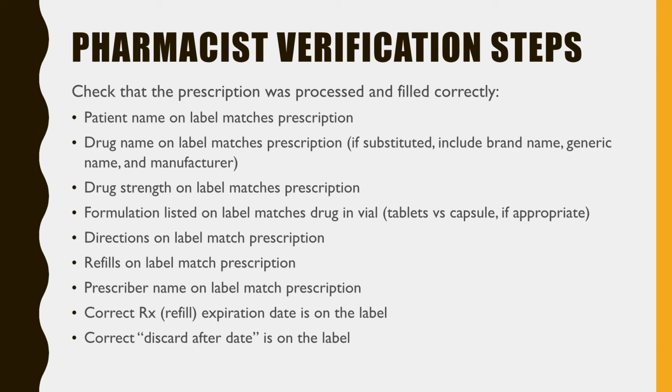This includes patient name on label matching the prescription, drug name on the label matching the prescription, and if substituted, be sure to include the brand name, generic name, and manufacturer. The drug strength on the label should match the prescription. Formulation listed on the label should match the drug in the vial, for example, tablets versus capsule if appropriate. The directions on the label should match the prescription, and refills on the label should match the prescription. Prescriber name on the label also needs to match the prescription. The correct prescription expiration date should be on the label, and the correct discard after date needs to be on the label.